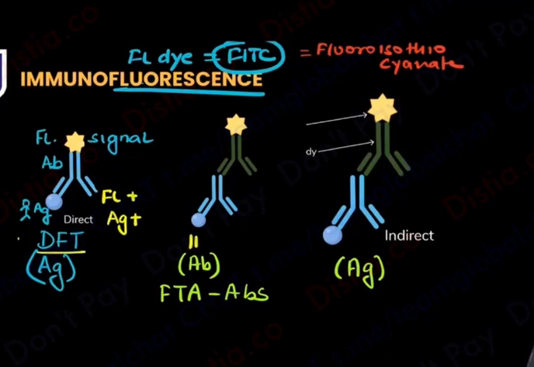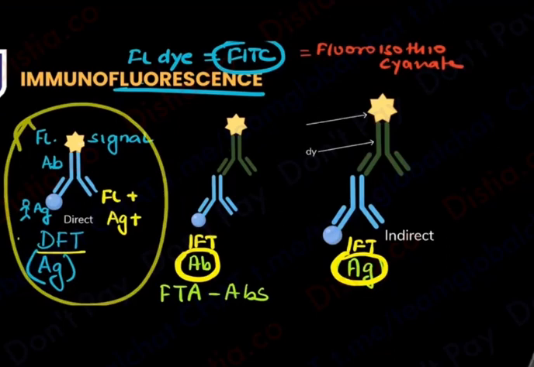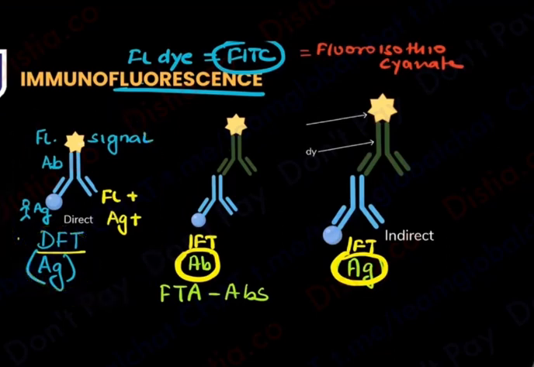What is indirect fluorescent testing? It is of two types. In indirect fluorescent testing you can test antibody or the antigen. You can test both and the concept is the same. If you want to test for antibody, what will you add from the patient? You will add antibody from the patient. If you want to test for antigen, you will add antigen from the patient. So the concept is the same. I just want to tell you that in direct fluorescent testing, you are directly measuring only antigen, whereas in indirect fluorescent testing, you can measure both antigen and antibody.